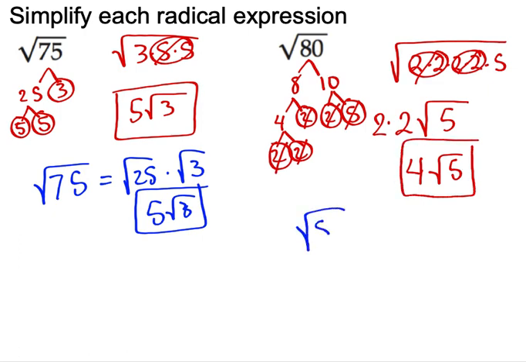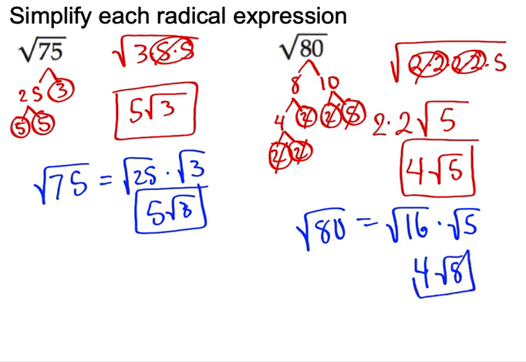You can also realize the square root of 80, 80 is 16 times 5. Square root of 16 is 4. We get 4 square roots of 5. That's a 5, not an 8. One downside to this is that you are not likely to have your multiples of 16 memorized.